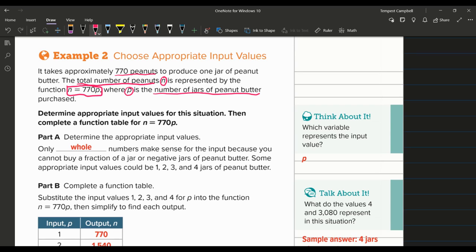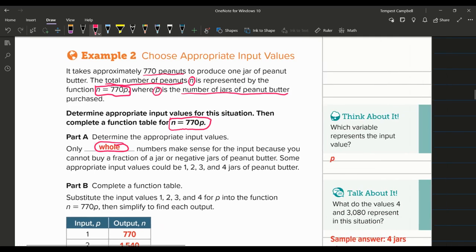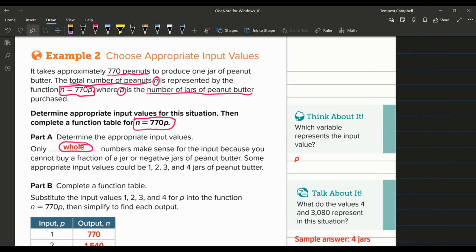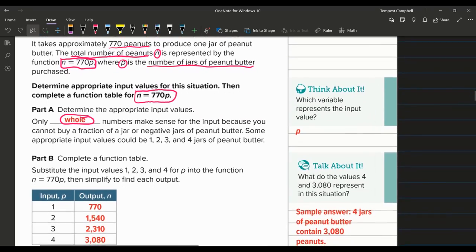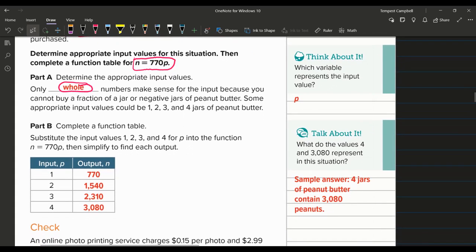Determine appropriate input values for this situation, then complete a function table for this function, N equals 770p. The idea is we're definitely only going to be able to use whole numbers. So part A, determine the appropriate values. Only whole numbers make sense for the input because you cannot buy a fraction of a jar.